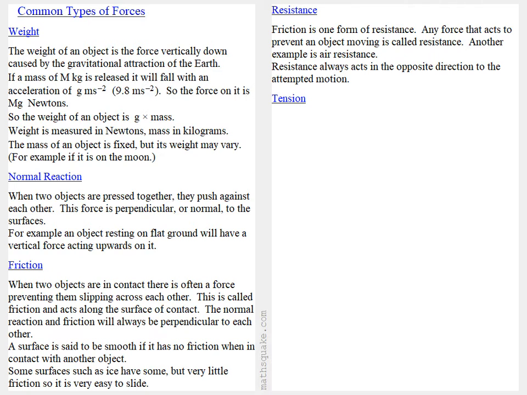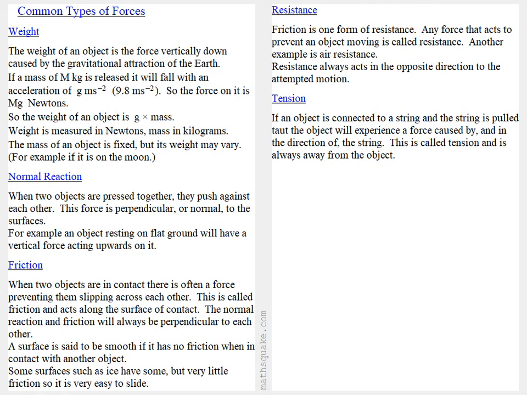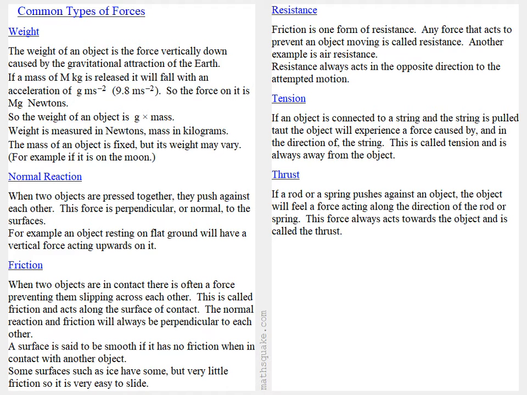Then we have tension. If an object is connected to a string and the string is pulled taut, the object will experience a force caused by and in the direction of the string. This is called tension and is always away from the object. Similarly, we have thrust. If a rod or a spring pushes against an object, the object will feel a force acting along the direction of the rod or spring. This force always acts towards the object and is called the thrust.